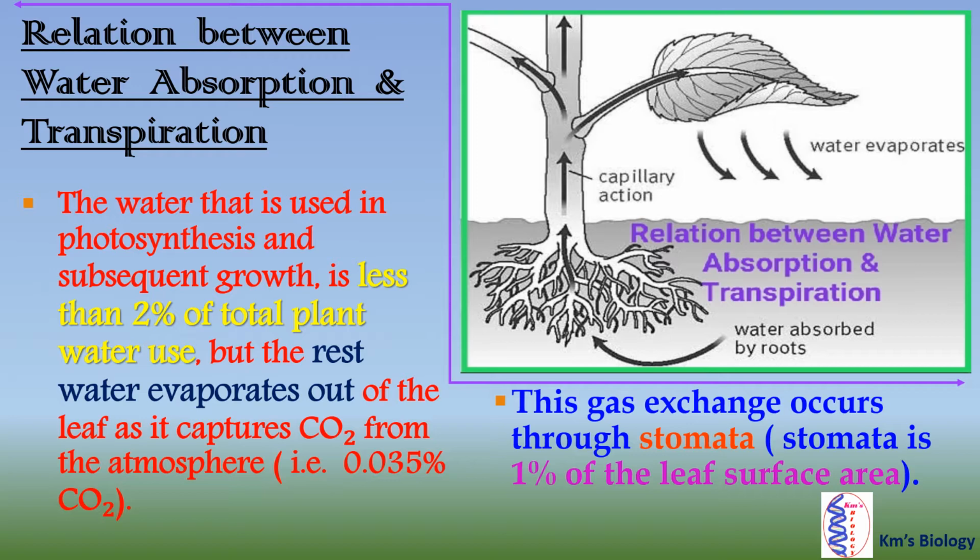The atmosphere contains 0.035% carbon dioxide. This gas exchange occurs through stomata. Here, stomata is 1% of the leaf surface area. Here is a diagram that shows the relation between water absorption and transpiration.